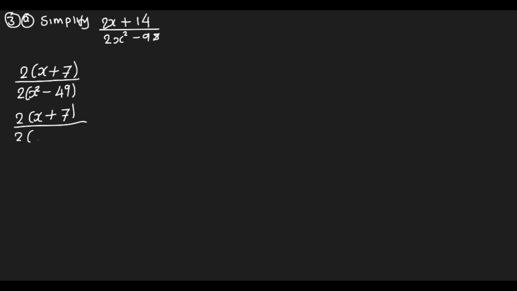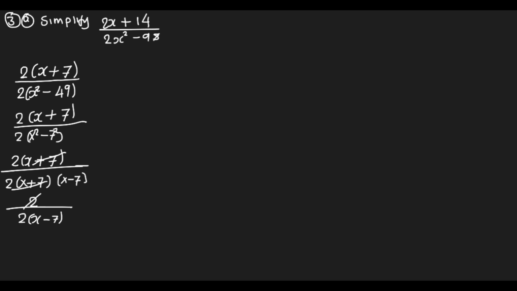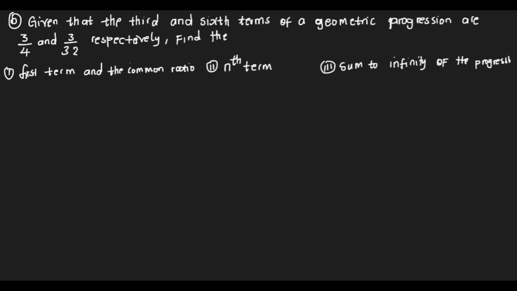So we use the principle of difference of two squares. Before we do that, this is x squared. Then what number can we multiply by the same number to give us 49? It is 7 squared. Then here we can now factorize by difference of two squares. So here we have x plus 7 and x minus 7. So we can cancel this. So we have 2 over 2 times x minus 7. We can also cancel the 2, giving us the final answer 1 over x minus 7.